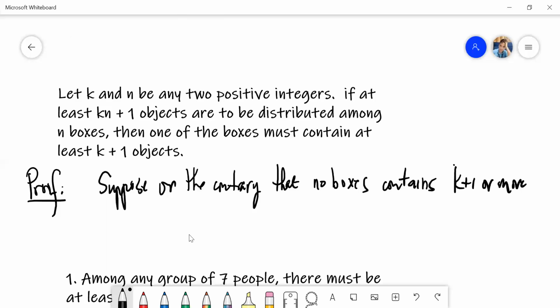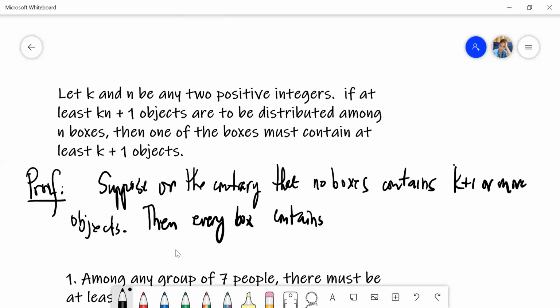So let's say suppose the claim is not true. Then of course every box contains, because the box does not contain k plus 1 or more, the possible maximum value that the box contains is at most k.